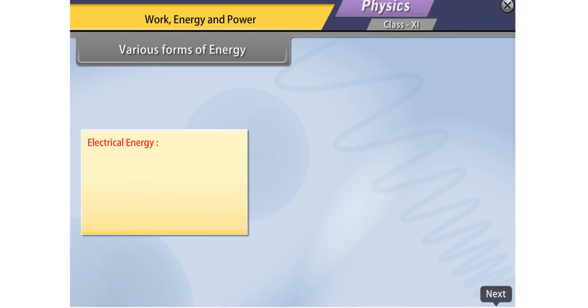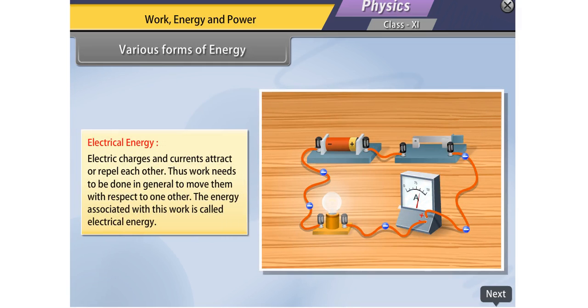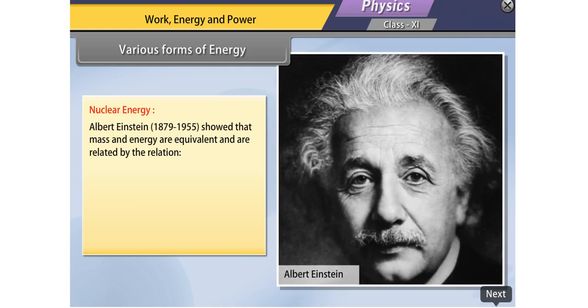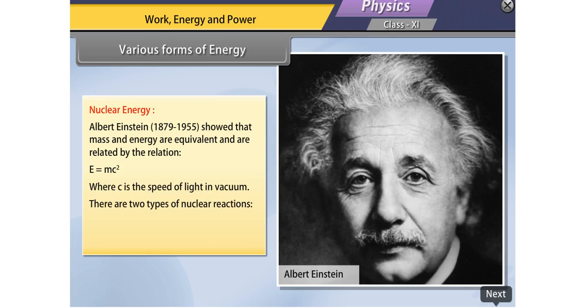In this reaction, the total energy of the reactants is less than the product of the reaction and heat is absorbed. Electrical energy. Electric charges and currents attract or repel each other. Thus, work needs to be done in general to move them with respect to one another. The energy associated with this work is called electrical energy. Nuclear energy. Albert Einstein, 1879 to 1955, showed that mass and energy are equivalent and are related by the relation E is equal to mc square, where c is the speed of light in vacuum. There are two types of nuclear reactions. They are nuclear fusion and nuclear fission reactions.